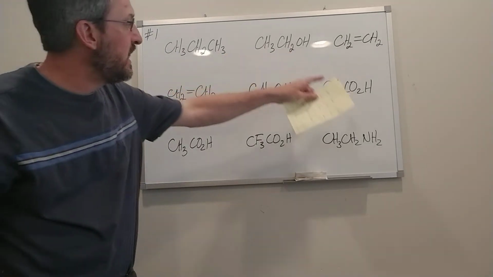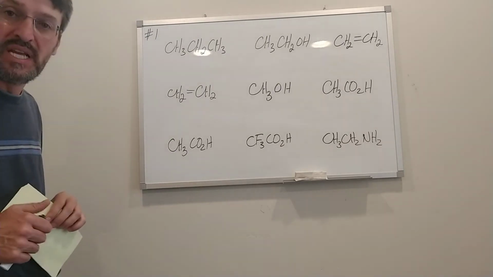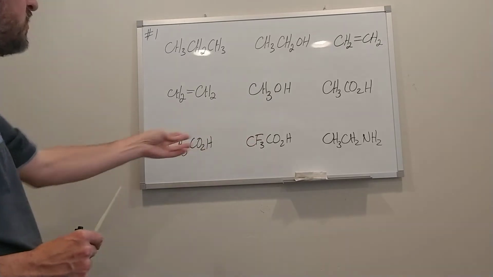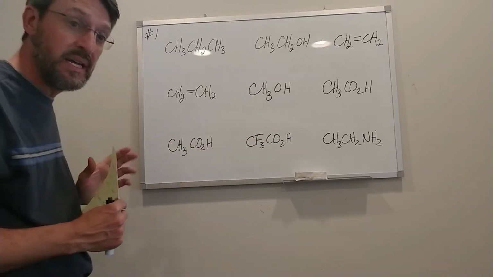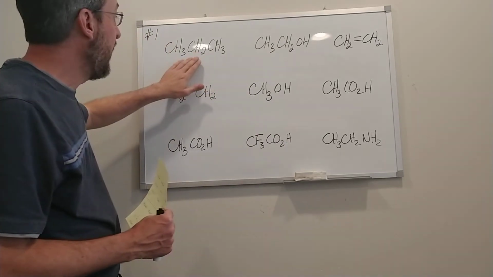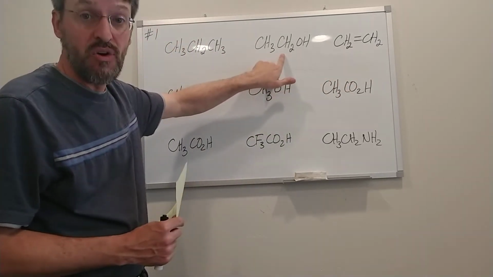So there are three sets of compounds here, and you're supposed to rank these from strongest to weakest in terms of their acidity. Now, if you look at these, there's a whole bunch of different organic functional groups represented here. So in the top row, we have an alkane, we have an alkene, and we have an alcohol.